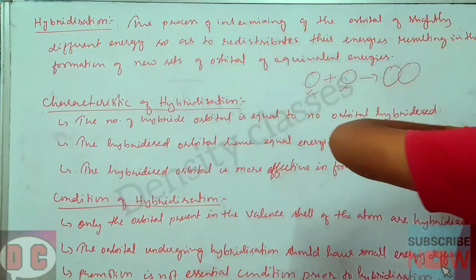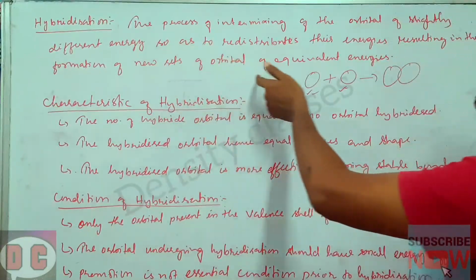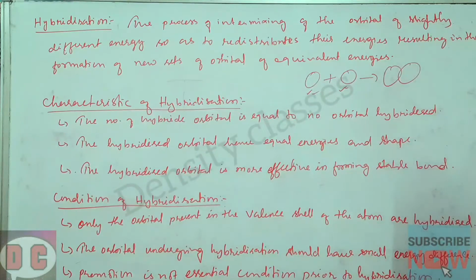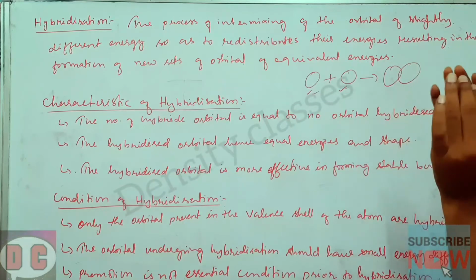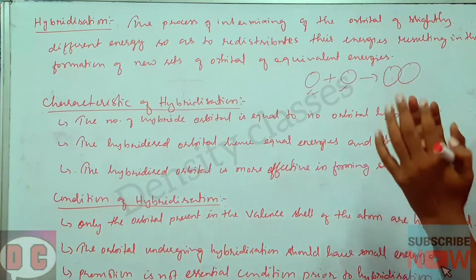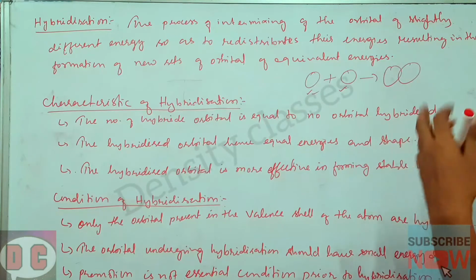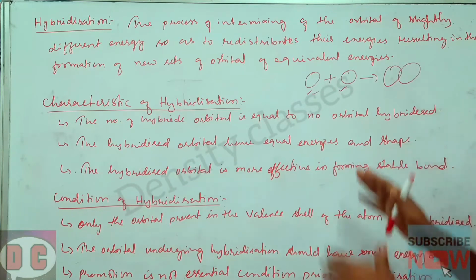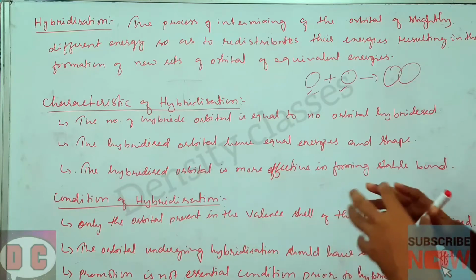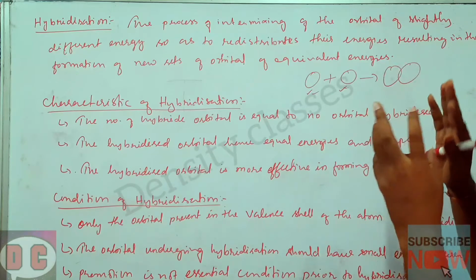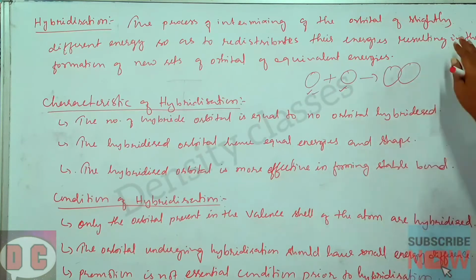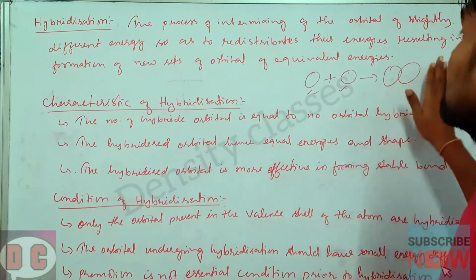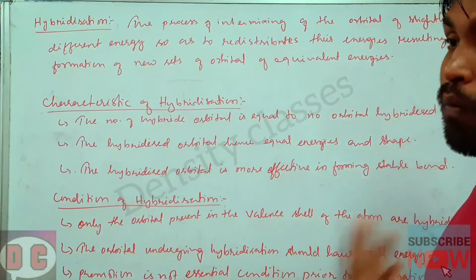The process of intermixing of atomic orbitals of slightly different energies so as to redistribute the energy, resulting in the formation of new sets of orbitals of equivalent energies, okay. So these two orbitals which are hybridizing, their energy difference should be small. If the energy difference is high, they cannot undergo hybridization, and redistribution of energy cannot take place, okay. So always remember, hybridization is an intermixing process of orbitals of slightly different energy, so that there will be a redistribution of energy, resulting in the formation of new sets of equivalent-energy orbitals. Got it or not? So this is nothing but hybridization, okay.